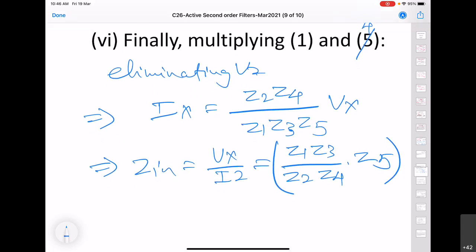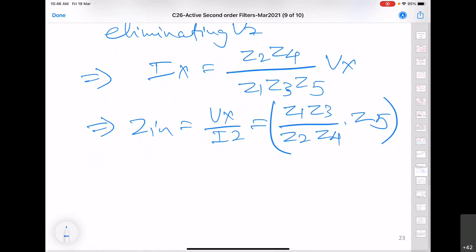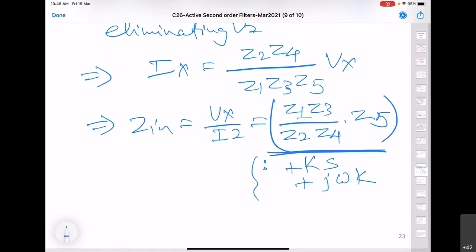Right. So what we want is, we want this to be of this form, say certain constant k into s, or j omega into k, and this k should be positive, so that we can say that this behaves like an inductor. So what we will have to do is make suitable choices for all these 5 impedances.